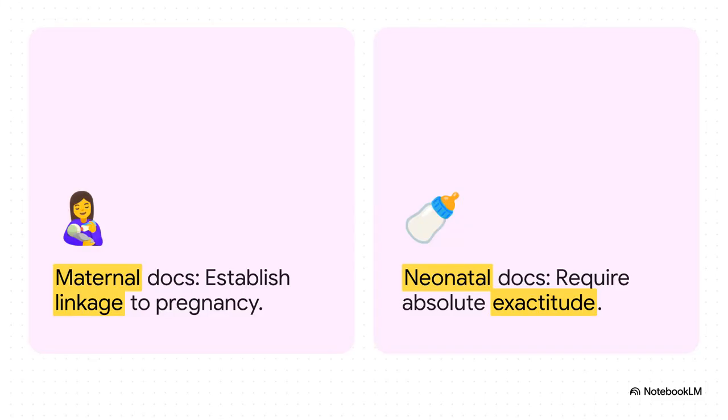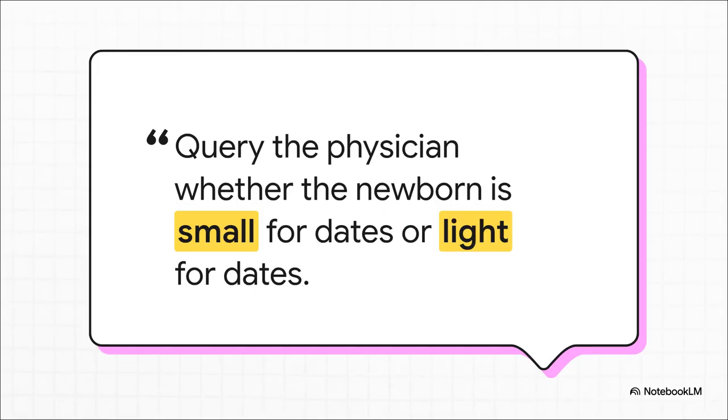You know, there's a stark difference in how we handle maternal versus neonatal documentation. For the mother, the coder's primary responsibility is establishing cause and effect linkage. You absolutely must explicitly link obstetric conditions to the pregnancy. For instance, distinguishing pre-existing hypertension from pregnancy-induced hypertension. For the neonate, on the other hand, you have to demand exactitude. We need precise birth weights in grams and clear clinical differentiation between major conditions like neonatal sepsis versus transient tachypnea of the newborn. Let's look at a real-world CDI query guideline to see this in action.